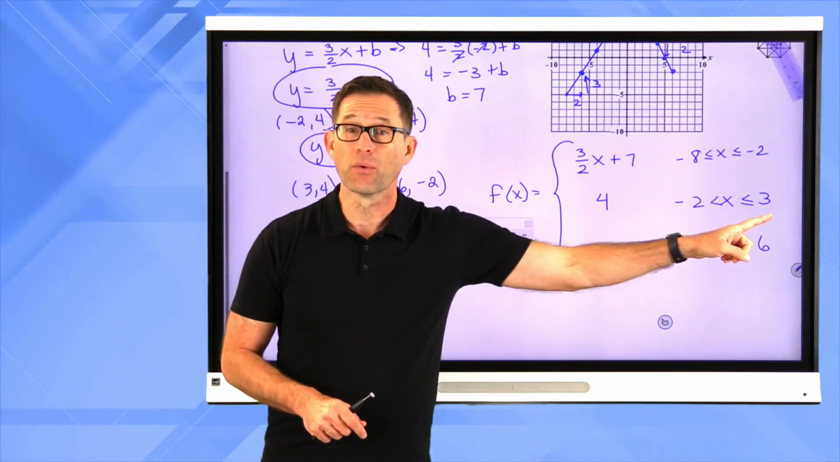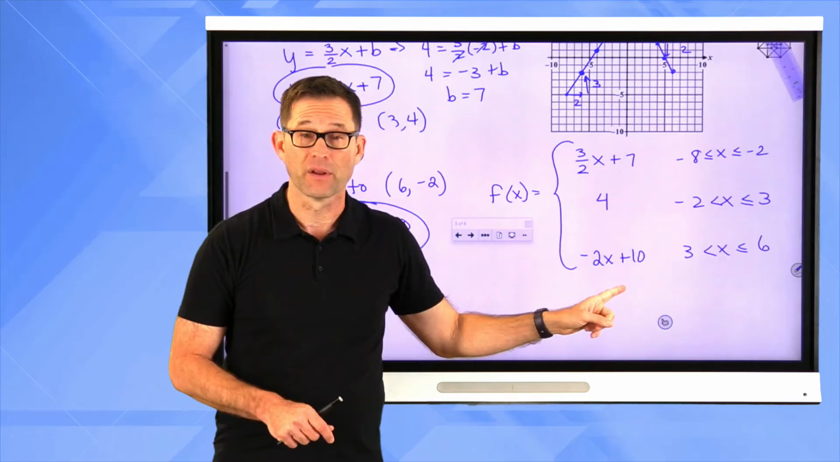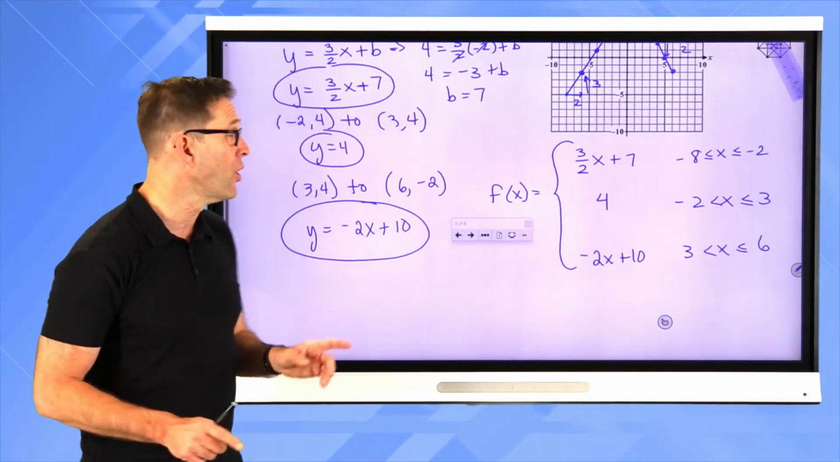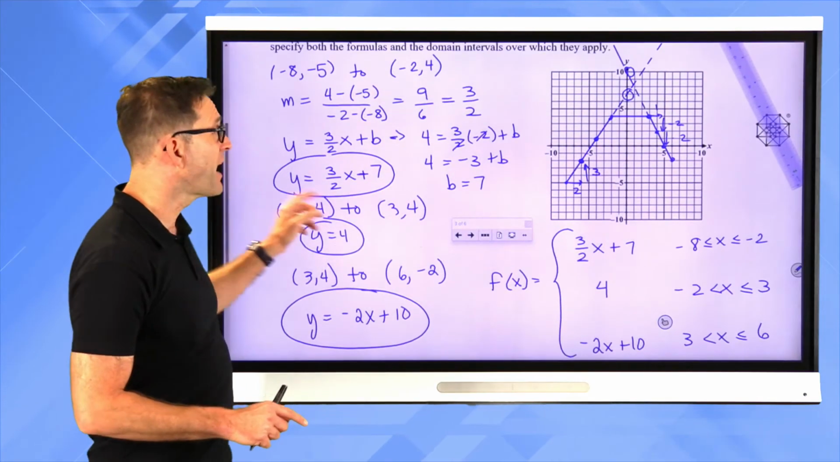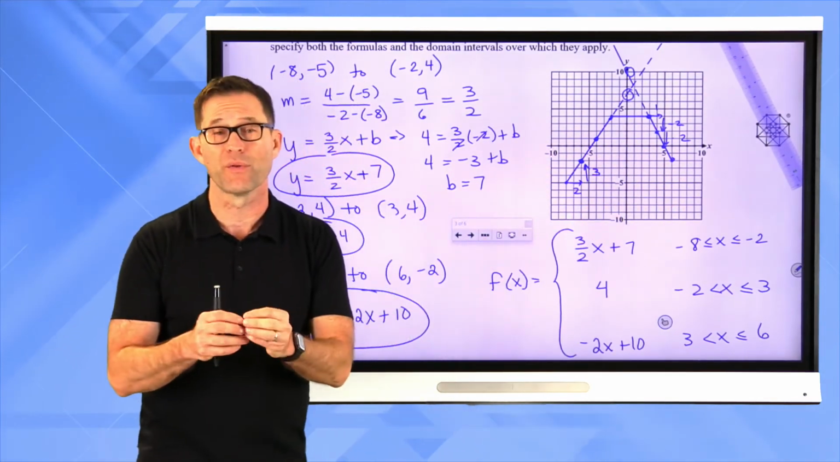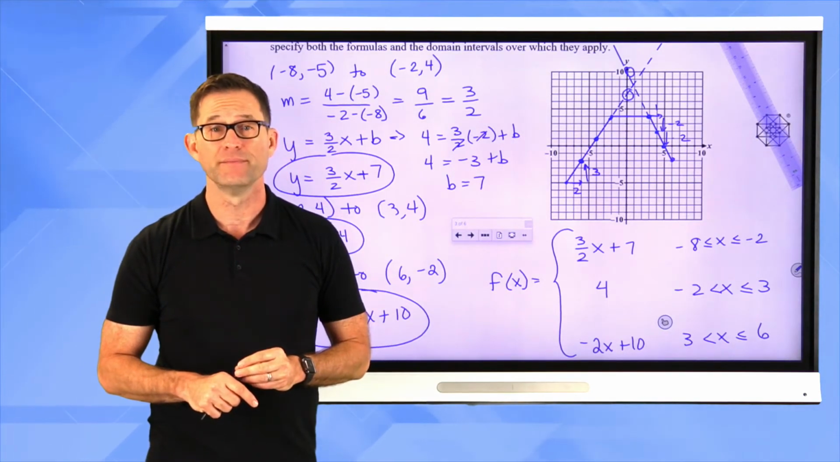And when x is equal to 3, this formula is going to give you 4, and this formula is going to give you 4. So it really doesn't matter where the equality goes in this problem, and that's because our graph is continuous. There is no open circle. There's no jump or discontinuity in this particular problem.